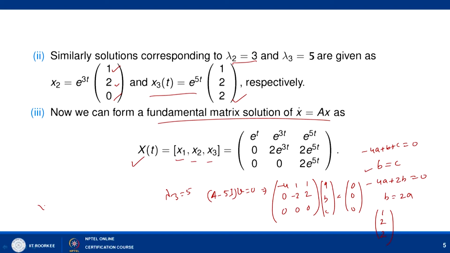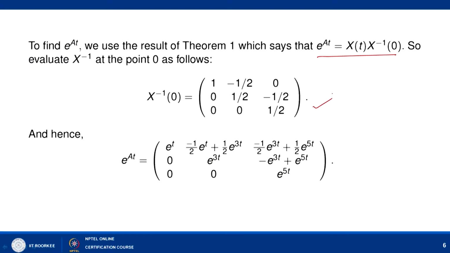So, X of 0 is nothing but 1 0 0, 1 2 0, 1 2 2, and we can find the inverse using any method, whether it is the usual method or Gaussian elimination method. Any method you can apply, and you can find X inverse of 0 as this.